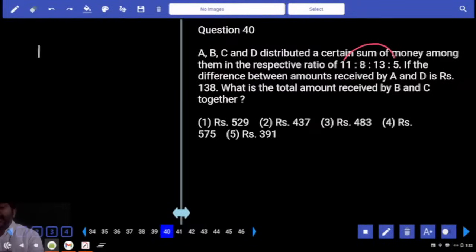If you want to calculate, the A and D difference, how many parts? 6 parts, which is equal to 138. Then one part is equal to 138 divided by 6. And you want 21 parts. This is what we have to calculate.